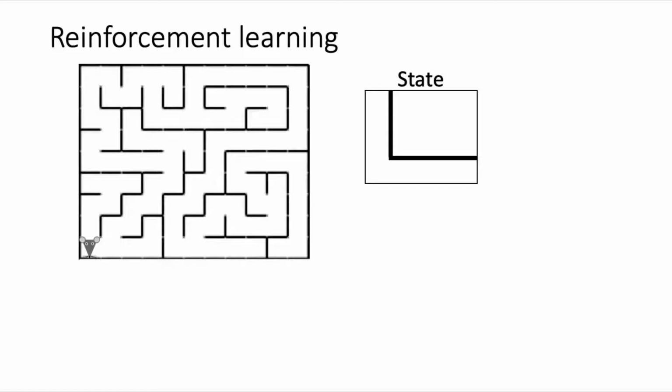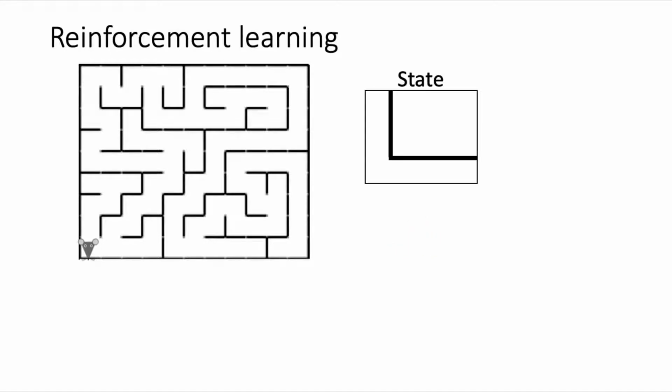We don't want the mouse to go through walls, so we're going to assign punishments in terms of negative points for hitting a wall. This means if the mouse were to choose to go left, it would hit a wall, it won't be allowed to go left, and it would get a punishment of negative 100 points. Similarly, if it chose to go down, it would also hit a wall, it won't be allowed to go down, and it'll get a punishment of negative 100 points.